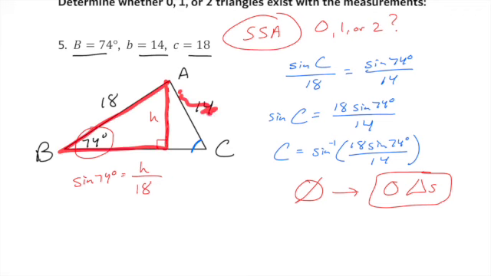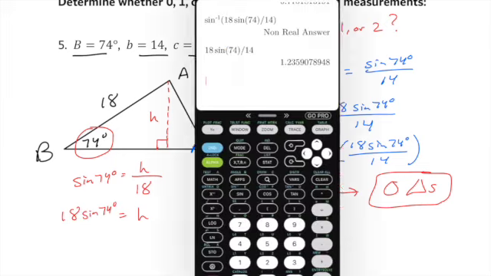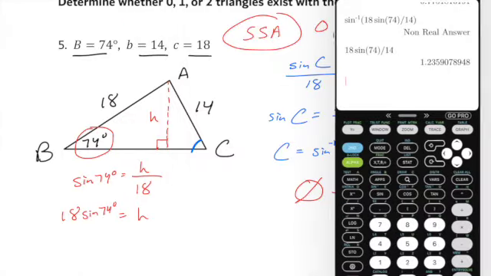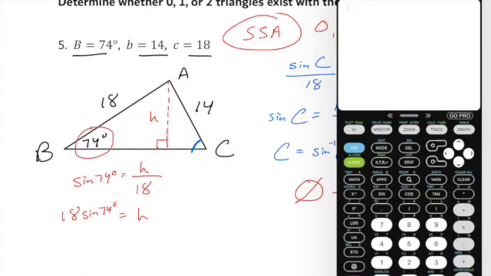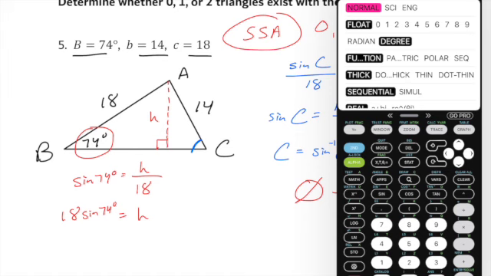I'm not really paying attention to this for right now. I'm just finding that fixed altitude. And when you find this, h will be equal to 18 times the sine of 74. Bring out your calculator. By the way, I didn't mention it, but make sure you're in degree mode when you're doing these problems, which we are.